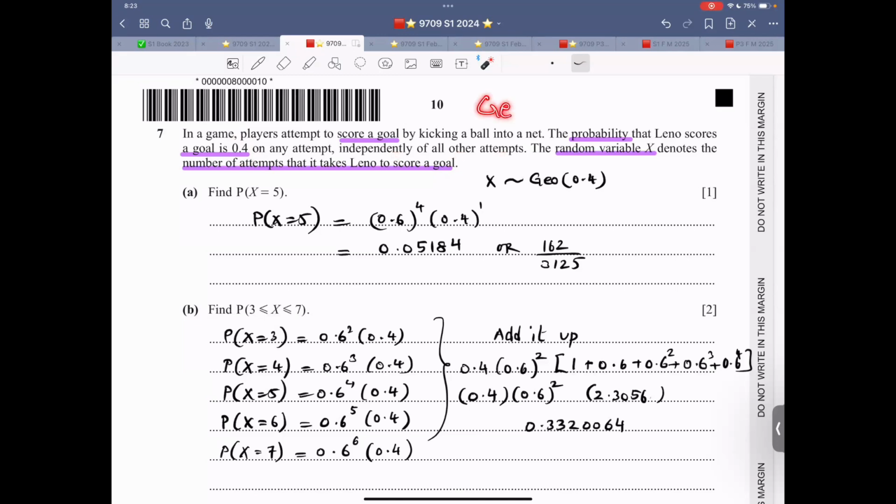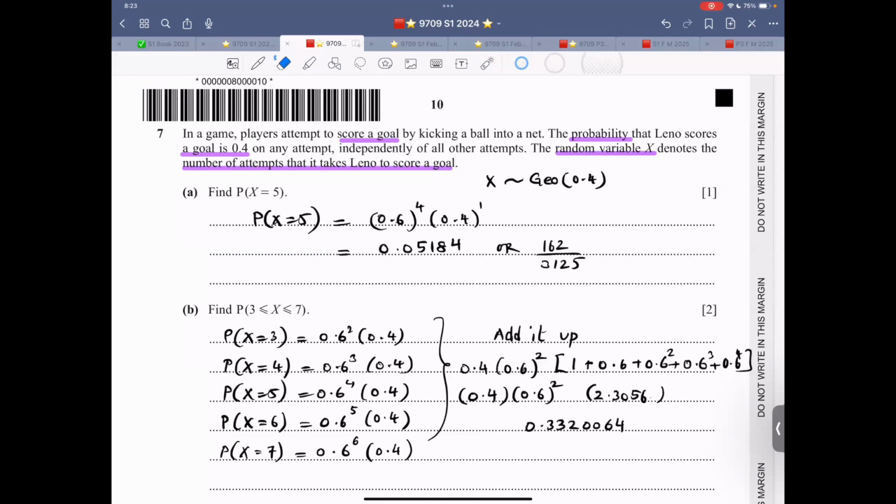Now, when we talk about geometric, there is no number of trials. And in binomial, there is a number of trials. They are independent of one another. Also, if it's independent, you can multiply the probabilities out. The random variable x denotes the number of attempts that it takes Lino to score a goal. Find the probability x is equal to 5.